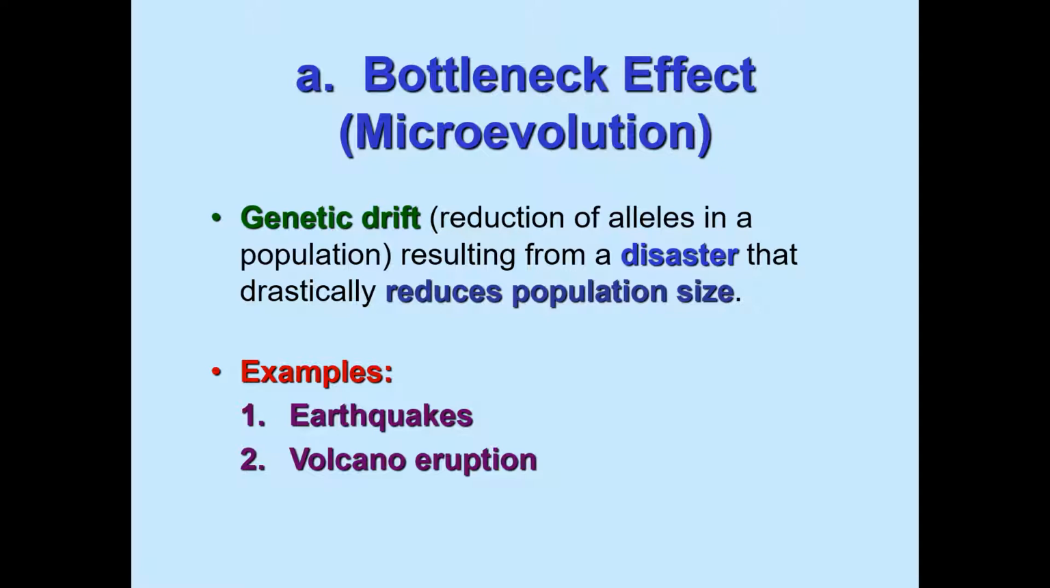Okay, and a lot of this has to do with a natural disaster like earthquakes, volcano eruptions, a tsunami, a hurricane, a drought, a famine. Anything like that can cause a bottleneck effect. Okay, and that will just reduce the number of alleles basically because a whole lot of organisms have died. Okay, it's usually due to a natural disaster.